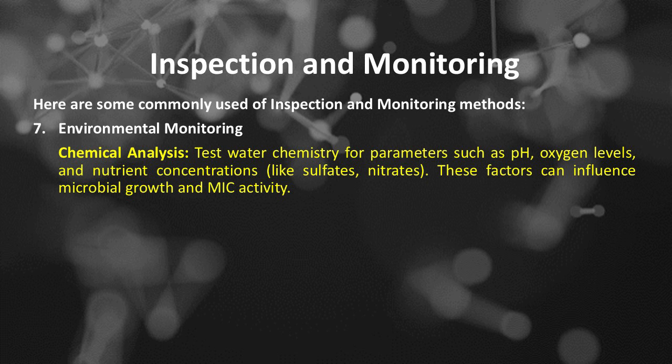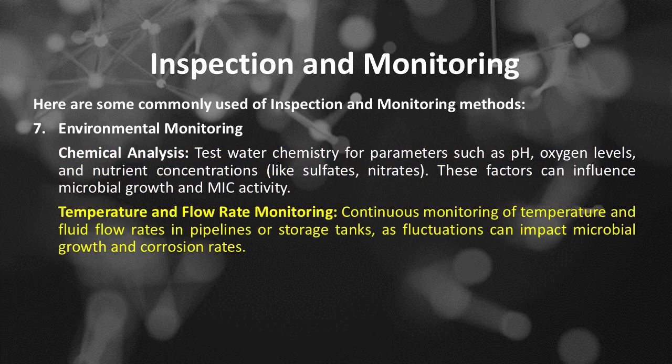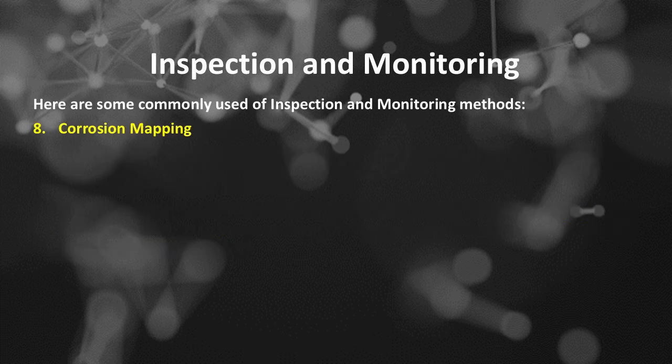Chemical analysis: test water chemistry for parameters such as pH, oxygen levels, and nutrient concentrations, like sulfates and nitrates. These factors can influence microbial growth and MIC activity. Temperature and flow rate monitoring: continuous monitoring of temperature and fluid flow rates in pipelines or storage tanks, as fluctuations can impact microbial growth and corrosion rates. Number 8 is corrosion mapping.